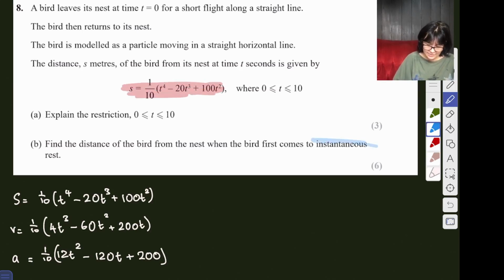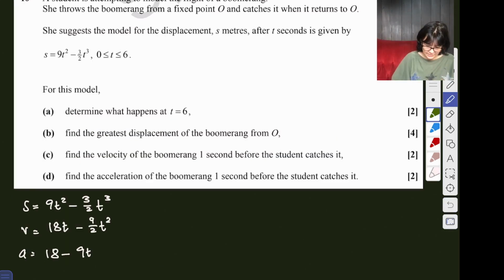Here we have instantaneous rest. Oh yeah, it says distance as well. The distance from when it first comes to instantaneous rest. So that is the distance at a particular time, not the distance between 2 times. So that's not what we're looking for. But we have seen instantaneously at rest there.